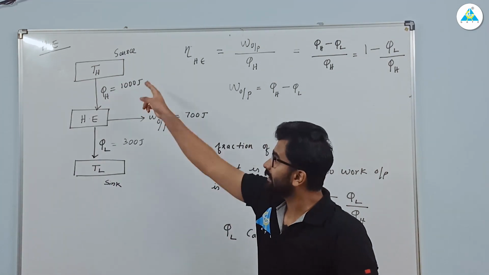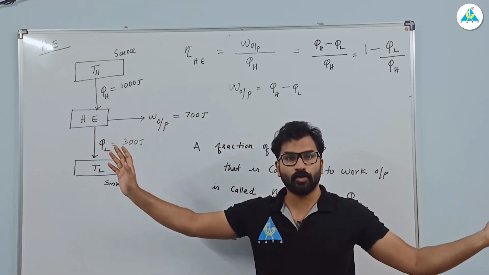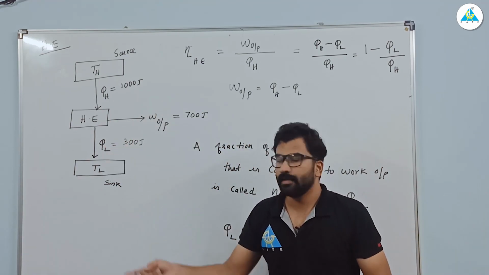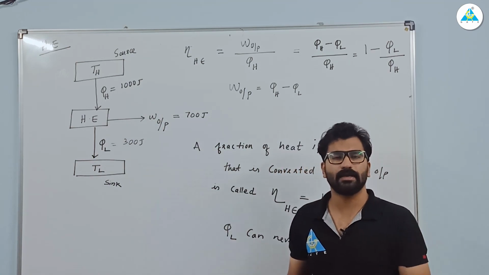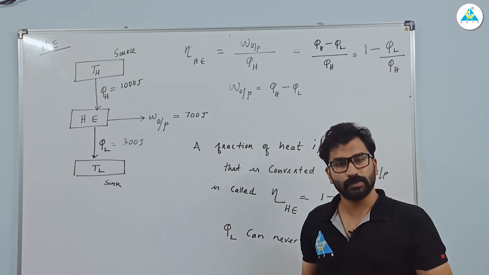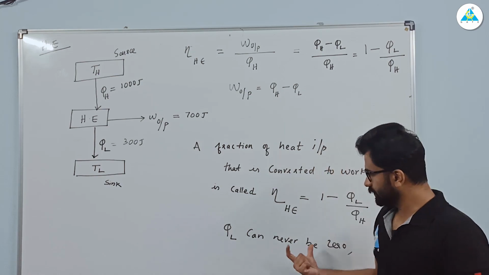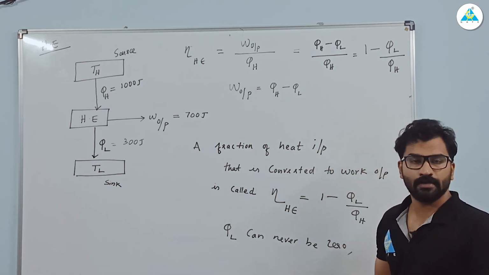Out of the given 1000 we are able to score 100 out of 100 in GATE. That is the meaning, right? So 100% efficiency is never possible in a heat engine or any cyclic device. Clear? So this is the point. This Q_L can never be 0.